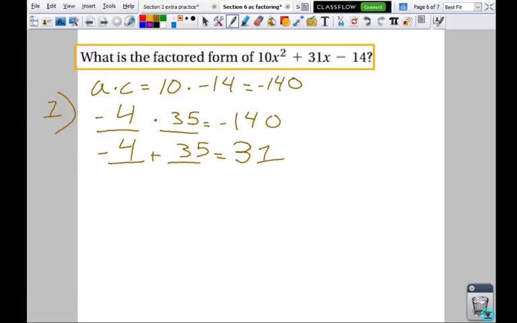Make your final answer. Okay, don't forget, when you split this up, don't forget to put your x there, because that's a 31x, right? So 7, put x in it. Yep.